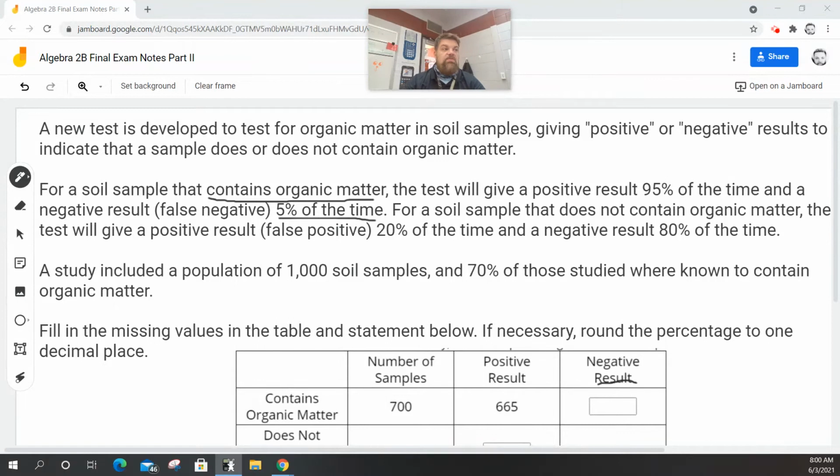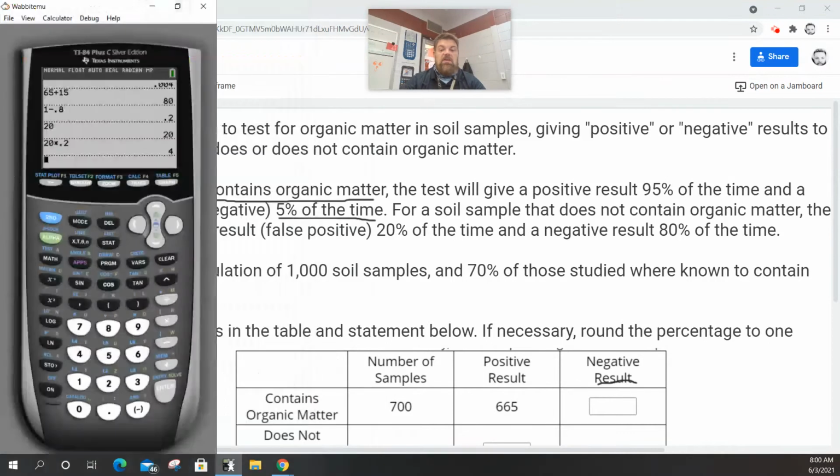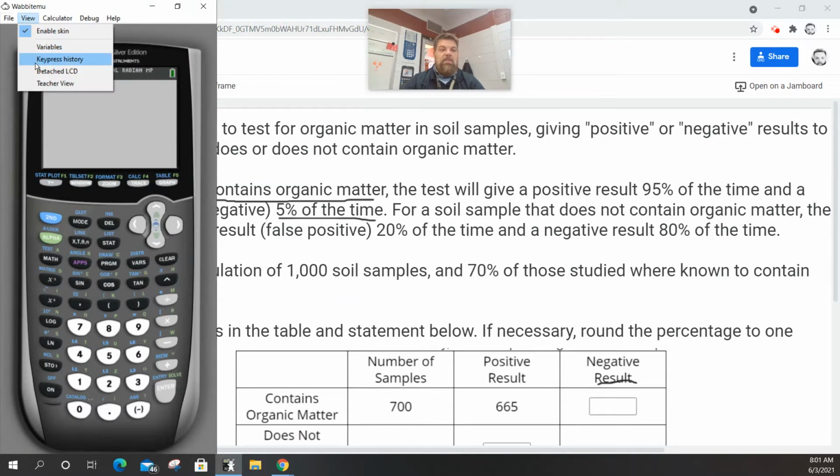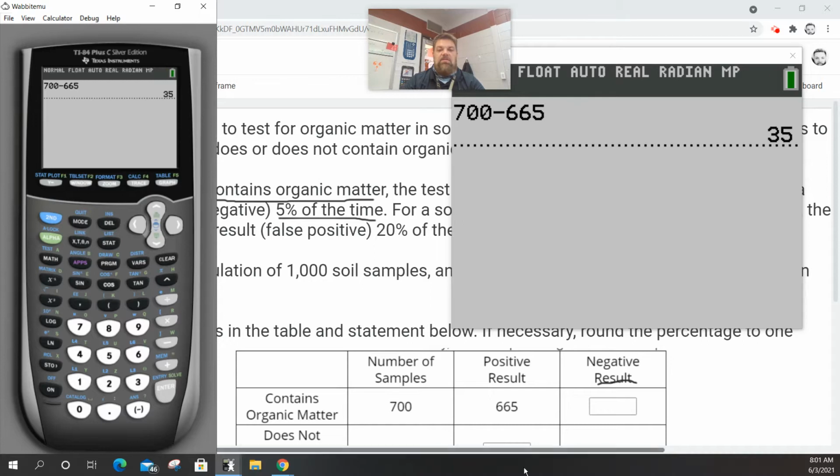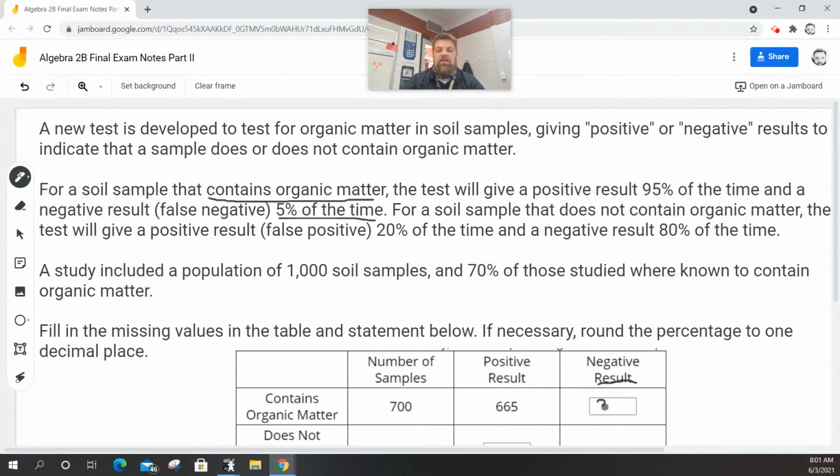Now, there's two ways to do this. I could just subtract, because it's either positive or negative. Let me just show you. I could subtract the positive ones, and that'll give me the negative results, right? Because you have to have one or the other. So if I say 700 minus 665, that gives me 35.